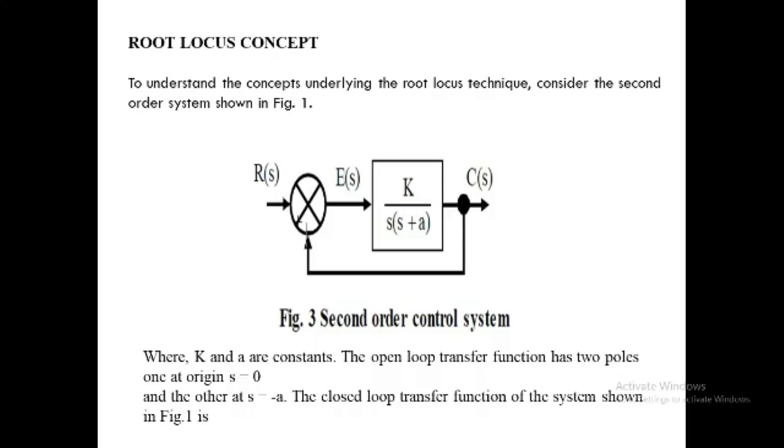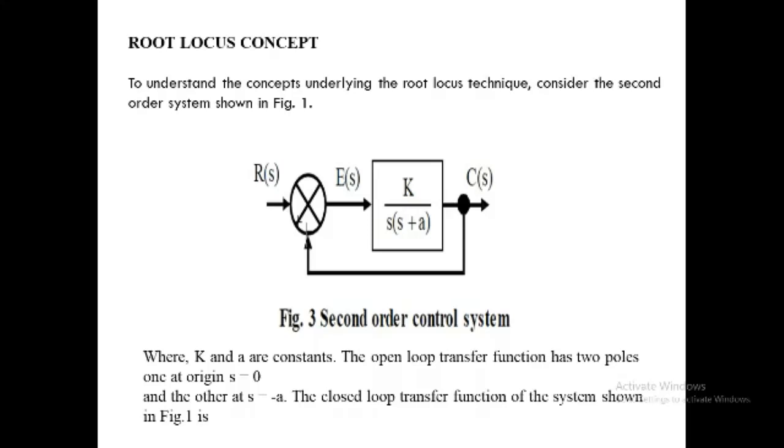Consider A to be constant and gain K to be variable, as K is varied from 0 to infinity. The two roots S1 and S2 describe loci in the S plane, and the root locus for various ranges of K is as follows. For K equals 0, the two roots are real and coincide with the open loop poles of the system: S1 equals 0 and S2 equals minus A.